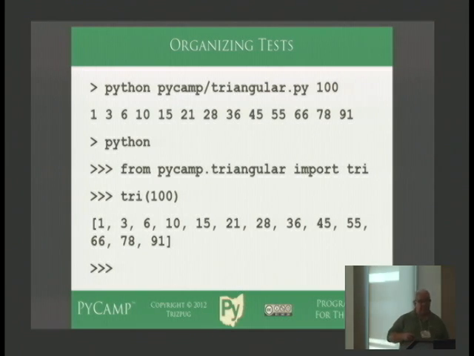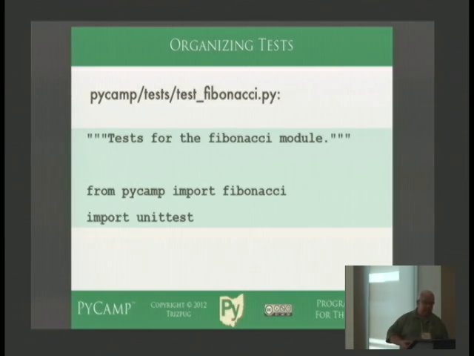So also if we're within Python and we import the triangular module and use its tri built-in function, we should be able to pass it a numeric argument and get back a list of all those triangular numbers less than the argument and greater than 0 in order. So that's how fibonacci.py and triangular.py are used. That's all we need to know about. We don't need to know what the code in them looks like.